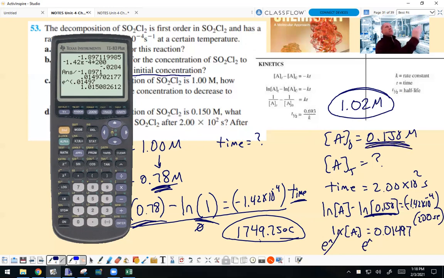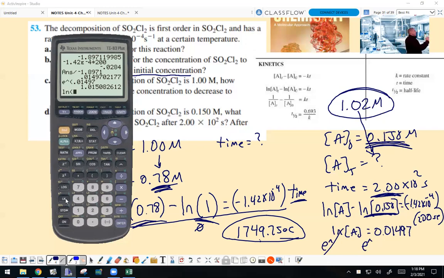Well, the initial concentration was 0.15. After 200 seconds, the concentration dropped to 1 point... No, that does not make sense. Did I mess up? That's why I always check. 0.15, what did I mess up? A number along the way, let me check.